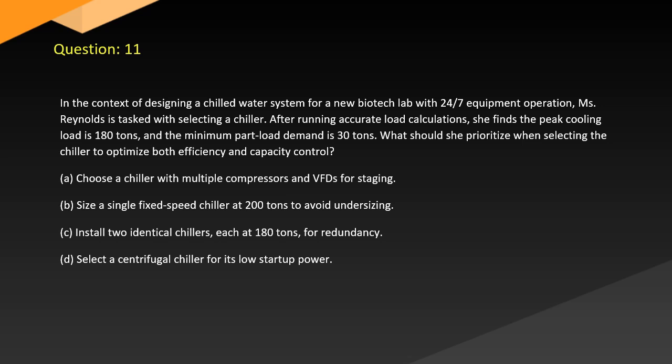A. Choose a chiller with multiple compressors and VFDs for staging. B. Size a single fixed-speed chiller at 200 tons to avoid undersizing. C. Install two identical chillers, each at 180 tons for redundancy. D. Select a centrifugal chiller for its low startup power.